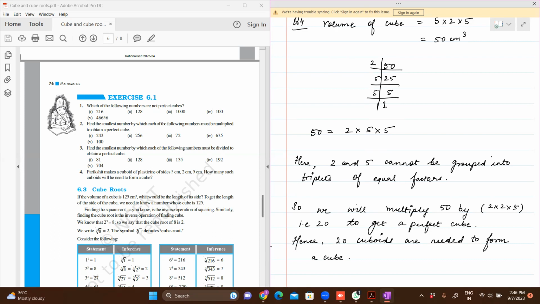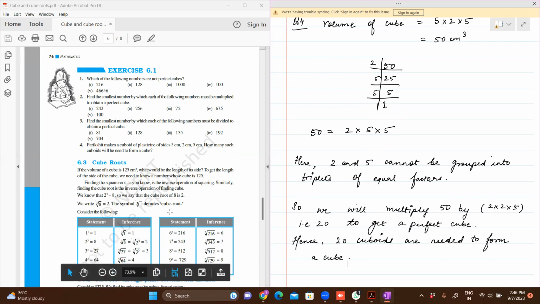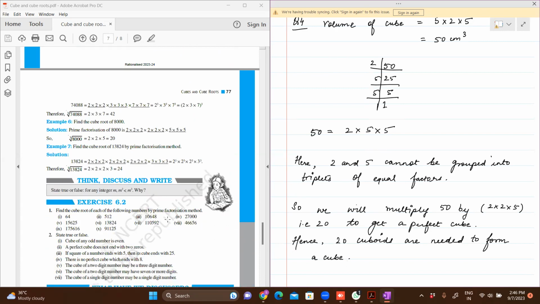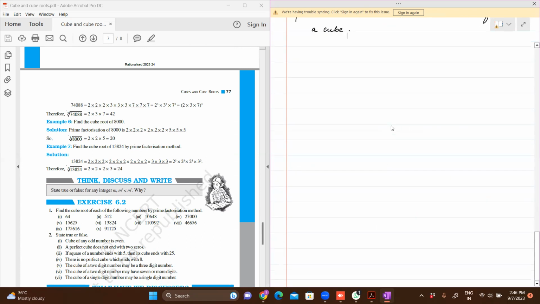Next, we move on to the next exercise, which is related to the cube root part. In order to find the cube root, we always use the prime factorization method; it is the only way by which we can find the cube root. In question 1, I am taking the 9th part here, 175616. That is the 9th part we are having. First, we do the prime factorization of 175616 here.